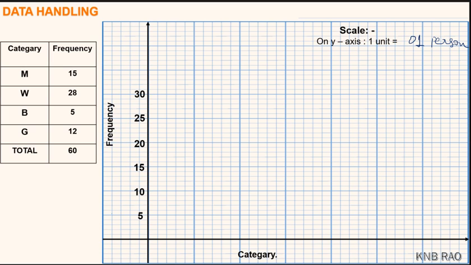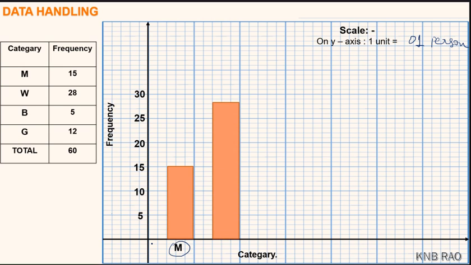Then coming to the man category, here 15 members, I have shown that for the man category. Then the second, women category, 28 members, shown that. Then boys category, 5 members, shown here. Then girls category, 12, I have shown that. So with this, we have drawn the bar graph for the given data.